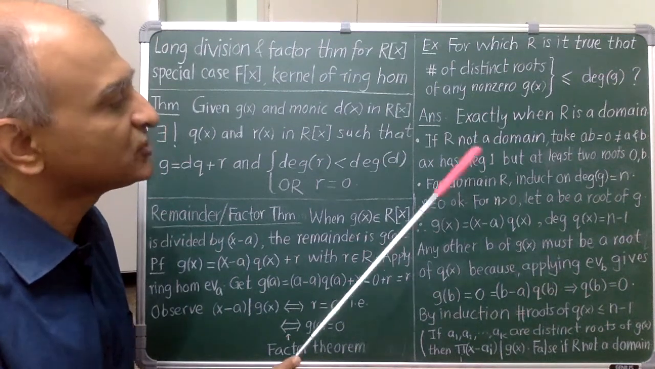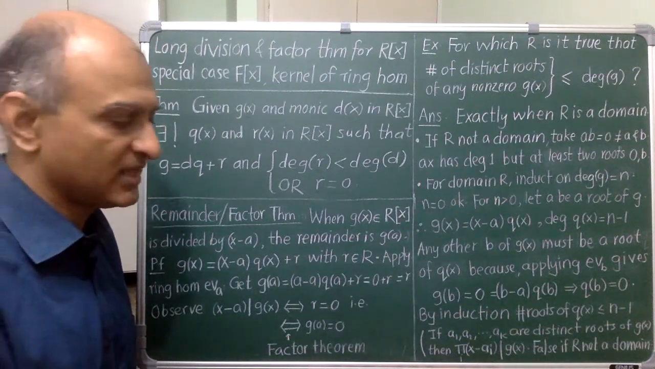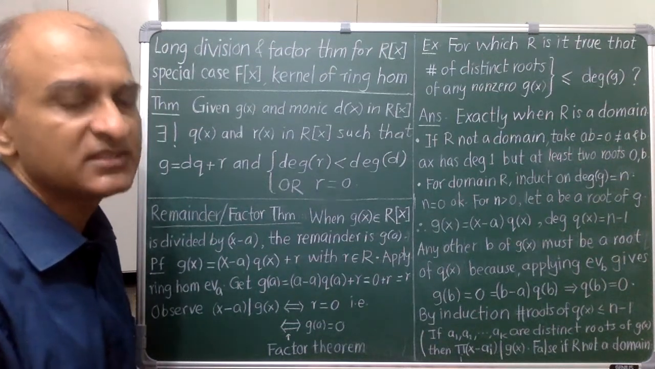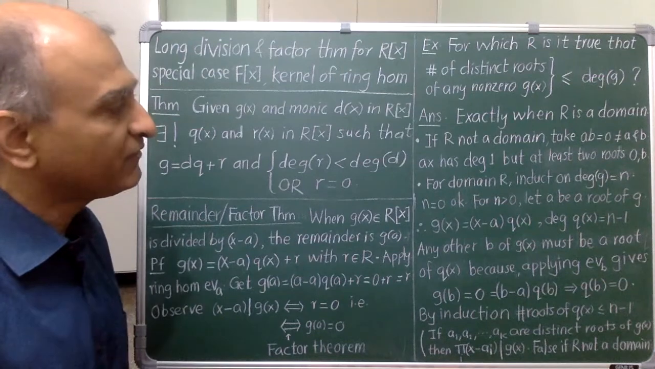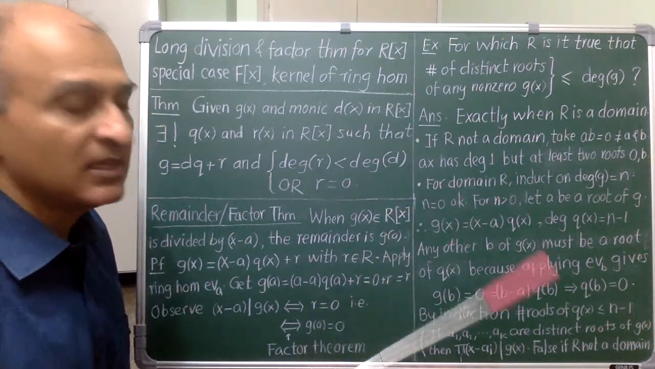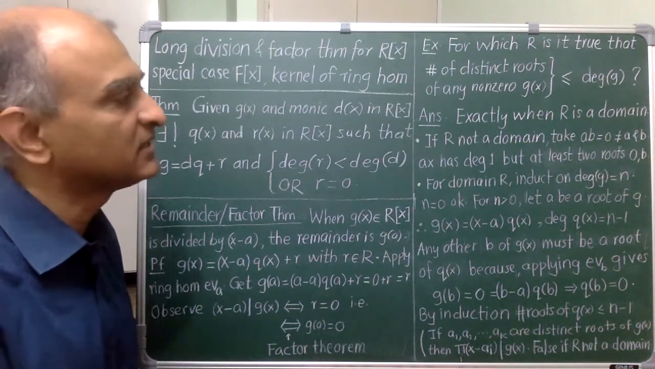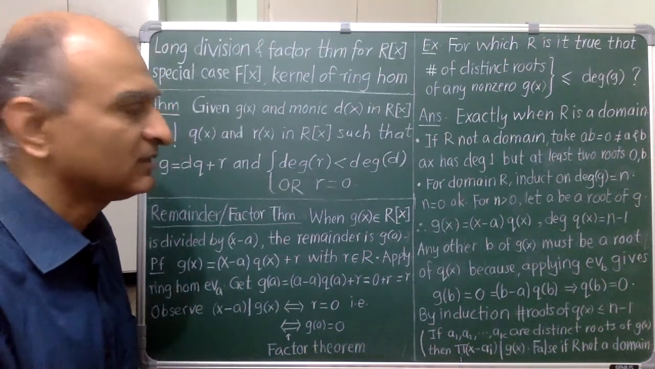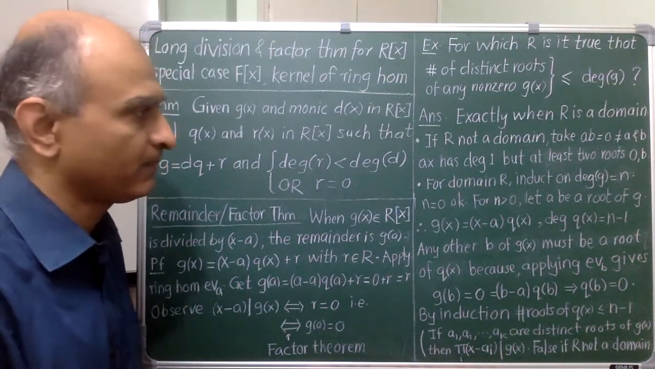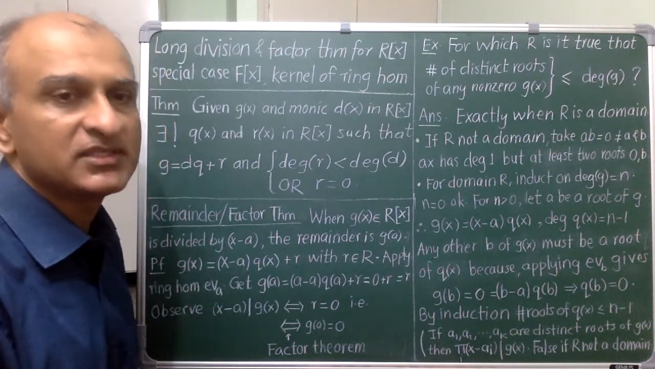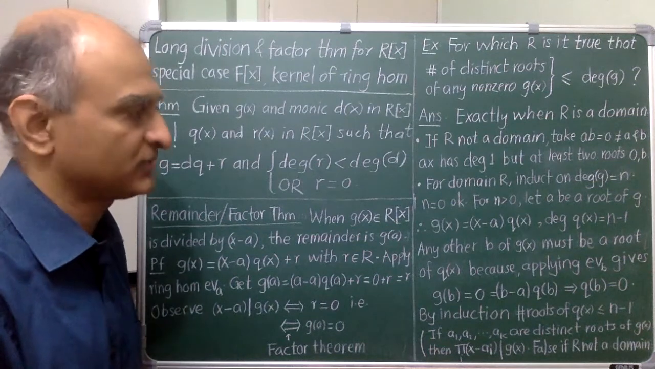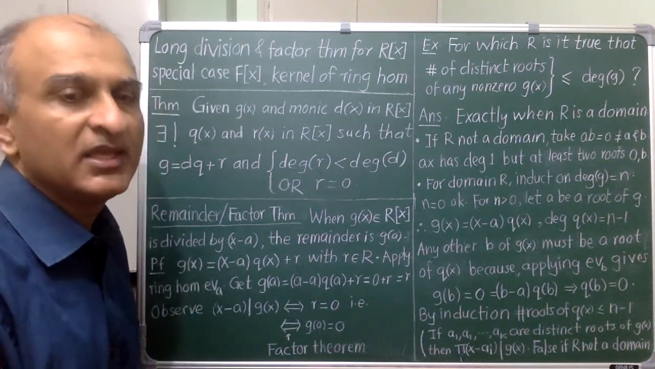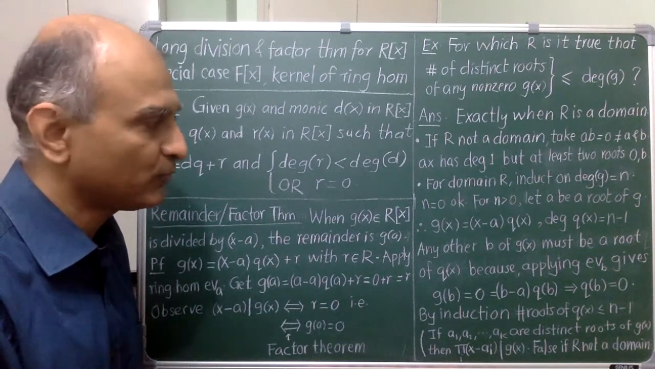Okay, so when R is not a domain, I need a counterexample, and for that I take non-zero elements a and b of the ground ring such that ab is 0. Now if I take the linear polynomial ax, it has two distinct roots at least, namely 0 and b. If I have an integral domain R, then I do induction on the degree of g. If the degree is 0, then g is a non-zero constant and it has no roots. For higher degrees, let us suppose that there is a root a. If there is no root, then again there is nothing to prove.